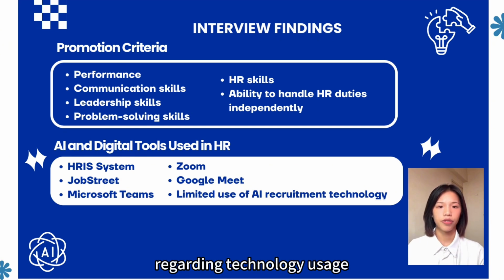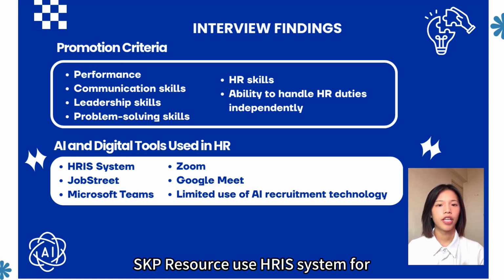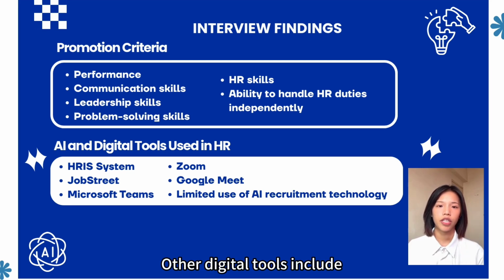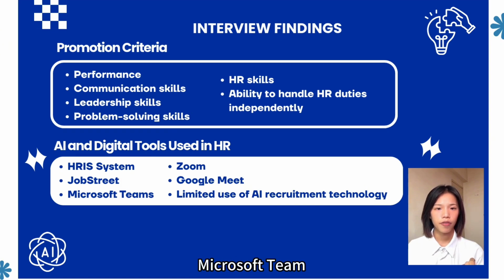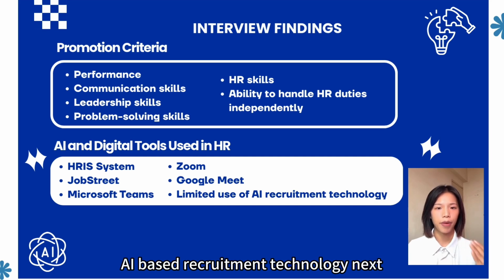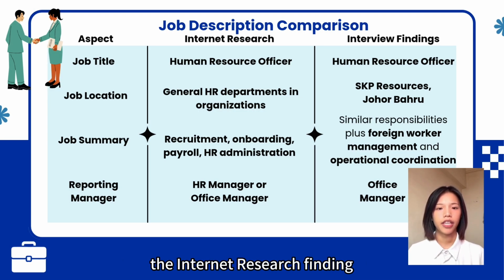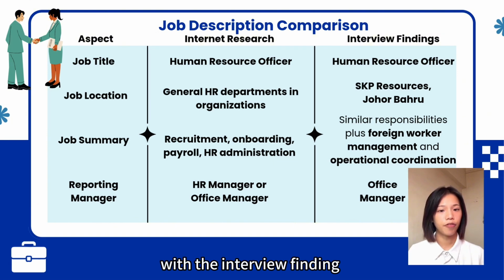Regarding technology usage, SKP Resource uses an HRIS system for employees' information, payroll, attendance, and leave management. Other digital tools include JobStreet, Microsoft Teams, Zoom, and Google Meet. However, the company currently has limited use of AI-based recruitment technology. Next, I will compare the internet research findings with the interview findings.